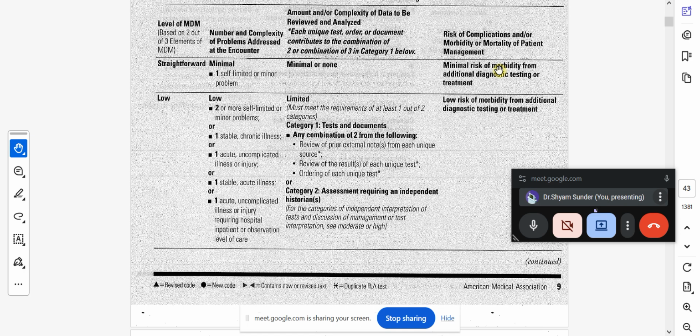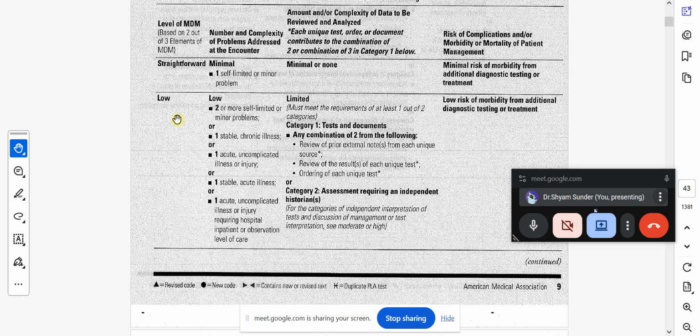Now, what is your final MDM level? Low. Again low. Why? Because you don't need all three to be on the same line with the MDM level. You have two of three. Problem is met. Data is met. That's enough for you to decide your final MDM. That is low. So this is how you decide MDM.